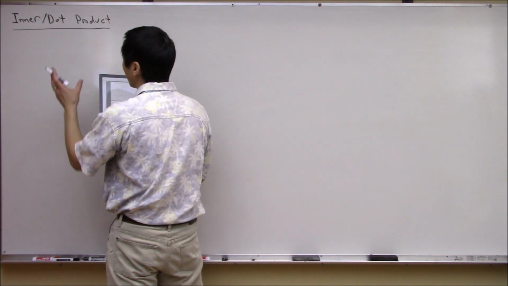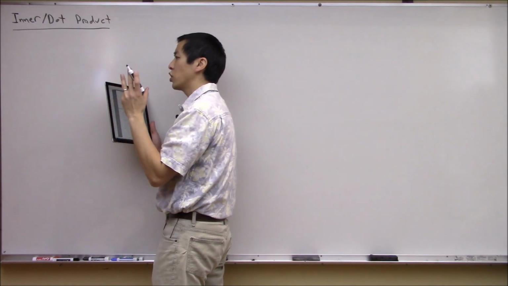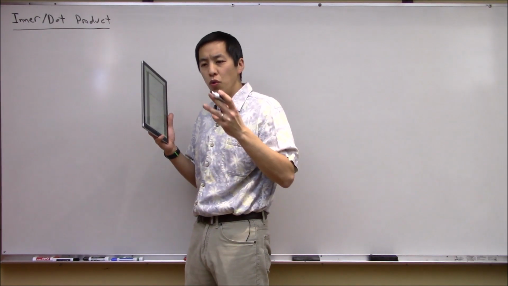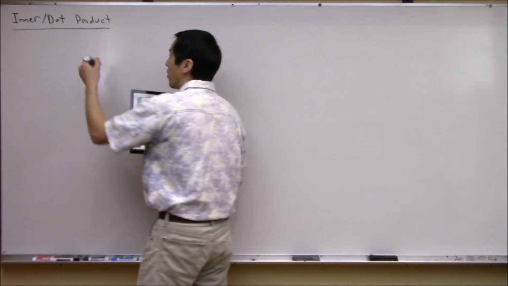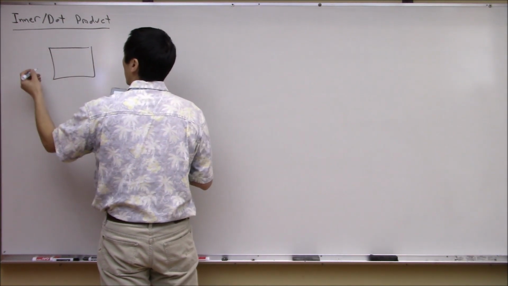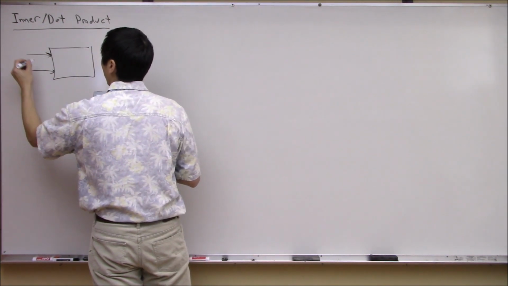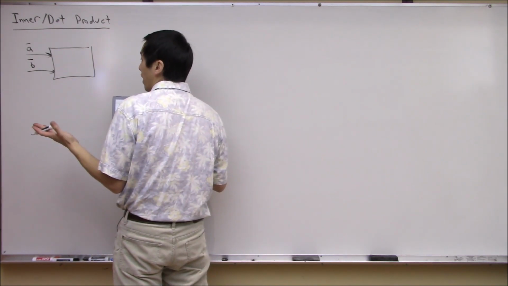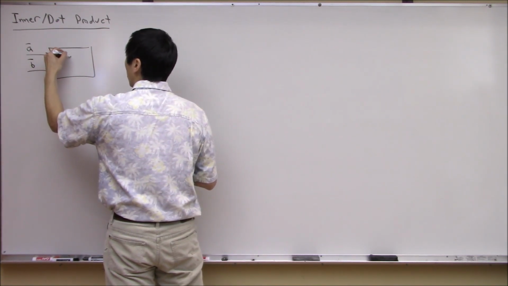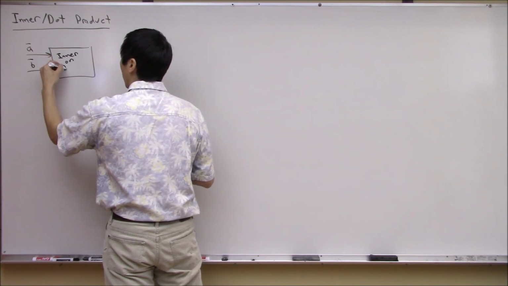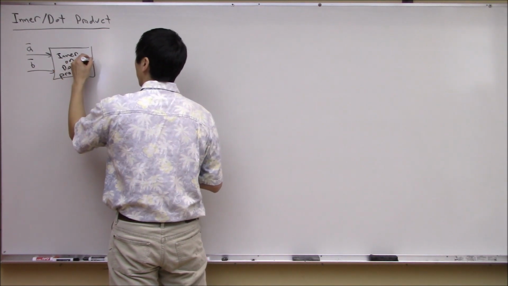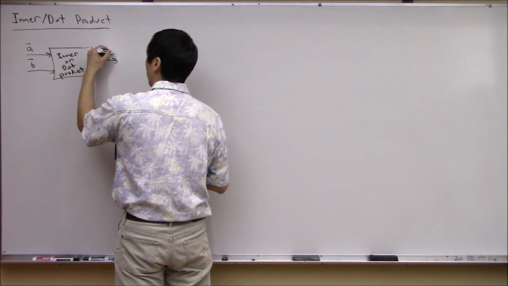Basically, this is a transformation or a function or an operation, however you want to think about it, that takes 2 vectors going in and then a scalar comes out. So again, you have 2 vectors, let's call them A and B. These 2 vectors go in, and these vectors are the same length. And what the inner or dot product operator does is it spits out a scalar number.